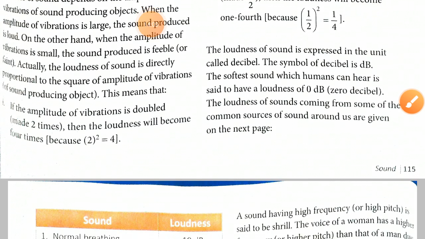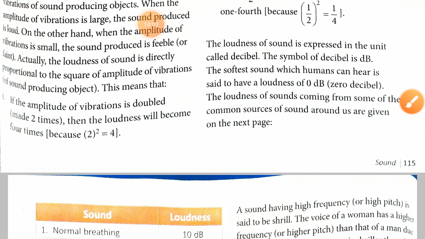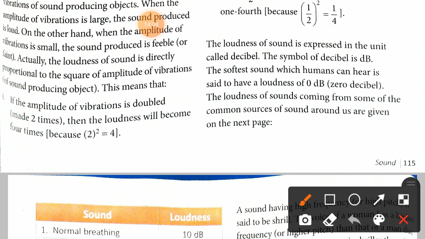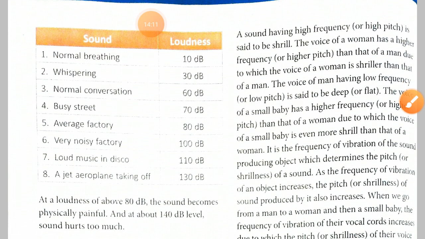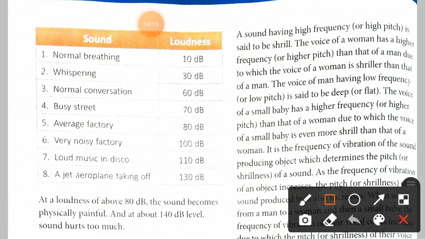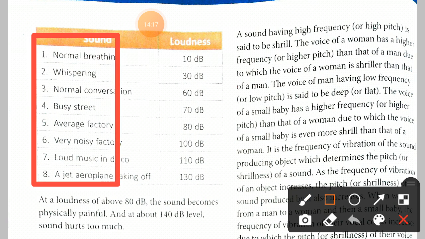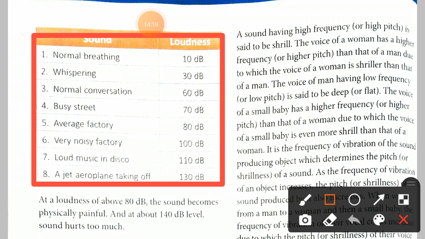Clear? The loudness of sounds coming from common sources of sound around us are given on the next page. You can see here the sounds and their loudness given in the chart. So you also remember this chart, how much sound is produced by different objects.